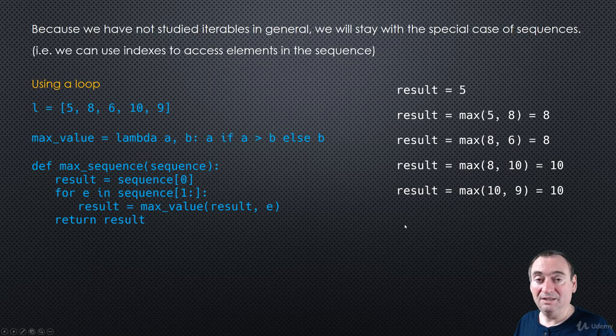And we do that again, and we take the max of 10 and 9. Well, the max of 10 and 9 is still 10, so result is 10. And that's it, we're done with the loop. And now we return the result, which is 10, which happens to be the maximum value in the sequence.